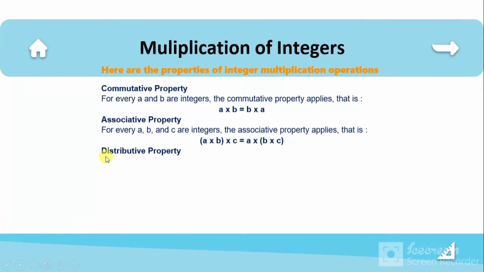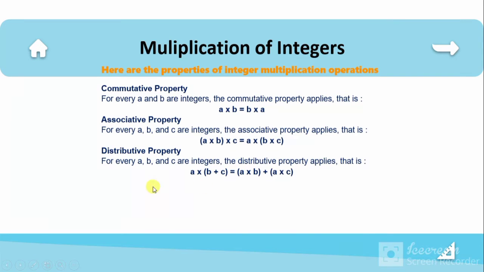And the third property is the distributive property. For every a, b, and c that are integers, the distributive property applies, that is, a times in brackets b plus c is equal to in brackets a times b plus in brackets a times c. And the second, a times in brackets b minus c is equal to in brackets a times b minus in brackets a times c.